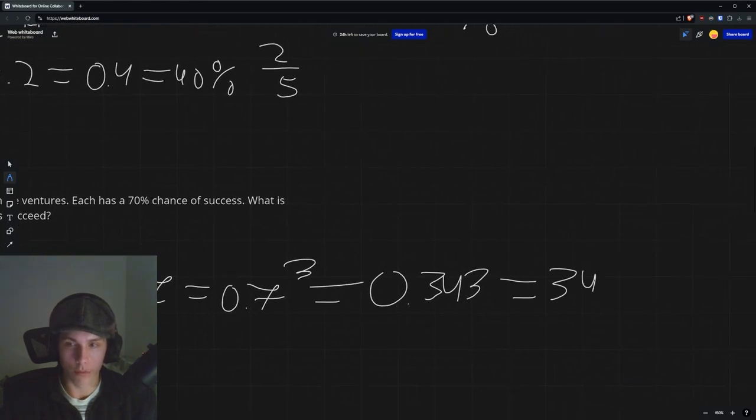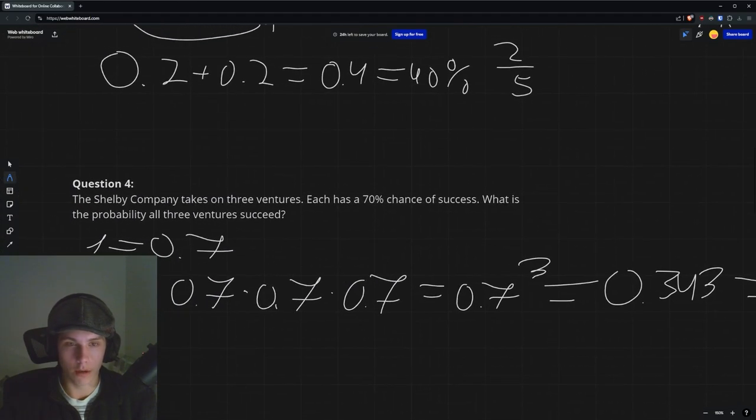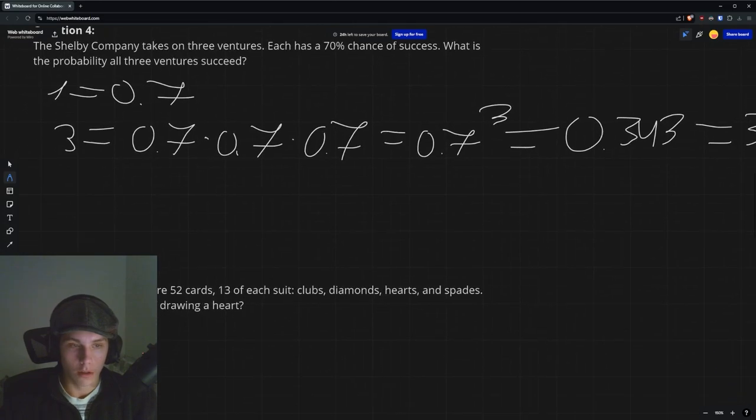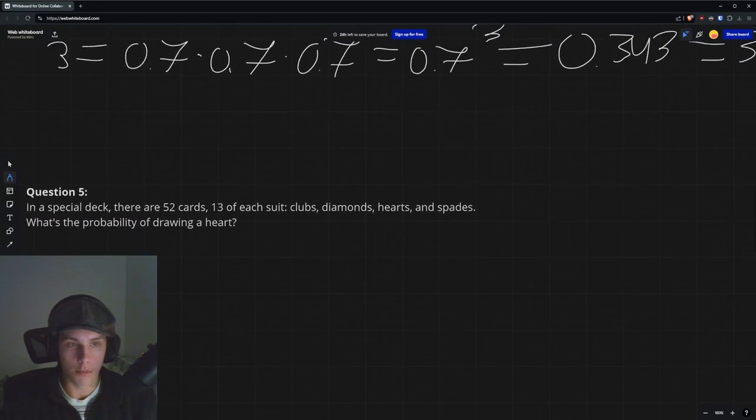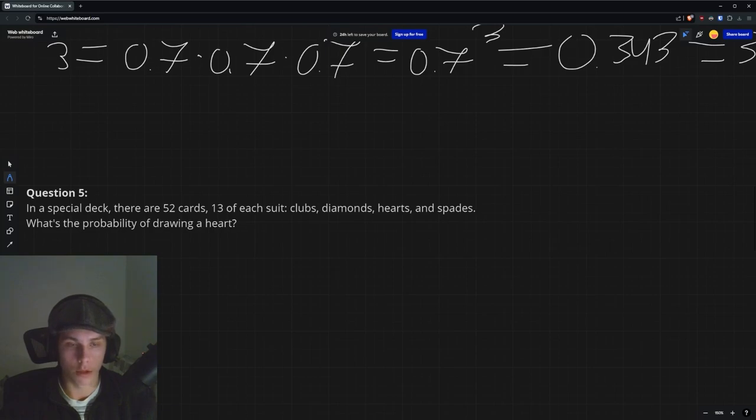Okay, 34.3% chance. That's not too bad. Three ventures, you know. Alright, question 5. In a special deck, there are 52 cards, 13 of each suit. What's the probability of drawing a heart?